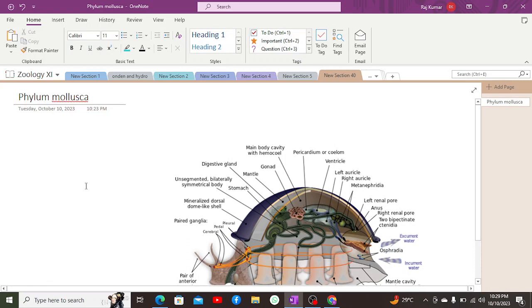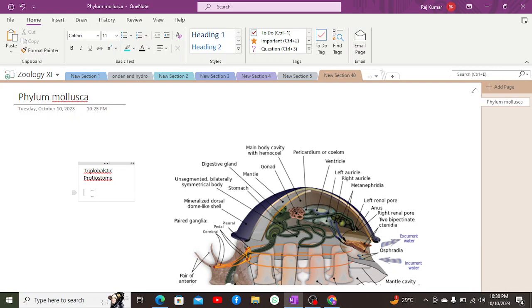Phylum Mollusca is the second largest phylum in the animal kingdom, and it contains organisms which are triploblastic, coelomate, and bilaterally symmetrical. These are also protostomes. These are the general characteristics.